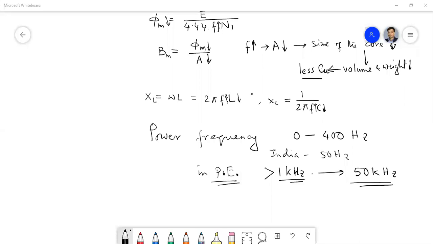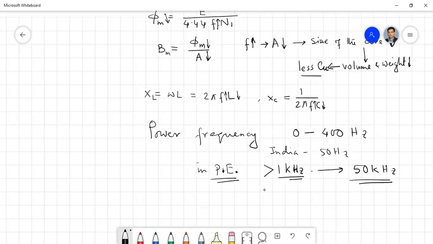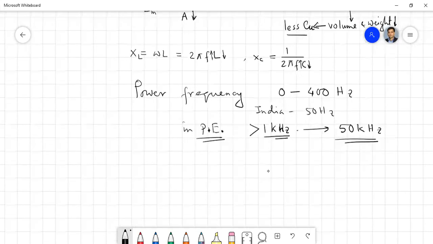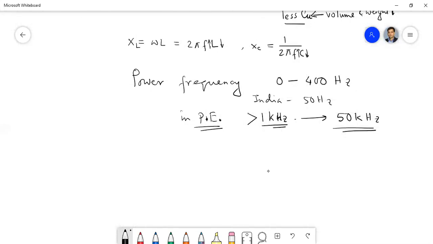So if we go for higher frequency, the efficiency of the transformer would be very less. So these are the things for which we make some compromise. Generally the power frequencies are used for most of the applications. Only for power electronics applications do we keep the frequency high. Okay, anything else?